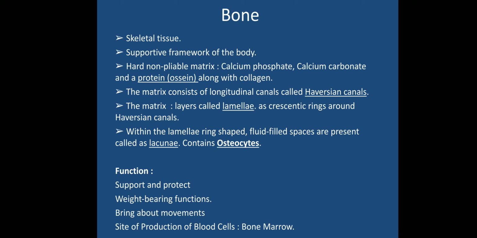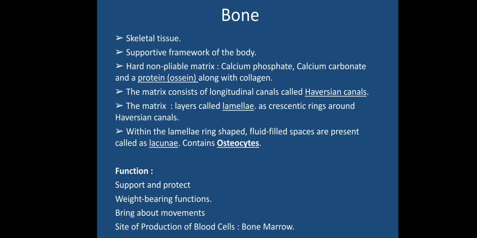Now, bone is a living tissue which has a matrix, and this matrix consists of longitudinal canals called Haversian canals. You can observe here the Haversian canals present as a cavity, and surrounding this cavity there are concentric ring-like structures. These concentric rings are called lamellae. The layers called lamellae are arranged symmetrically around these Haversian canals. Within these lamellar rings, we will have a space filled with fluid.